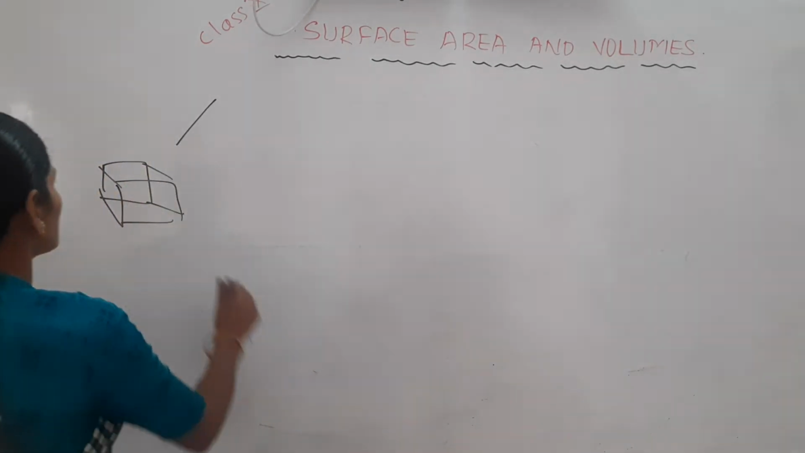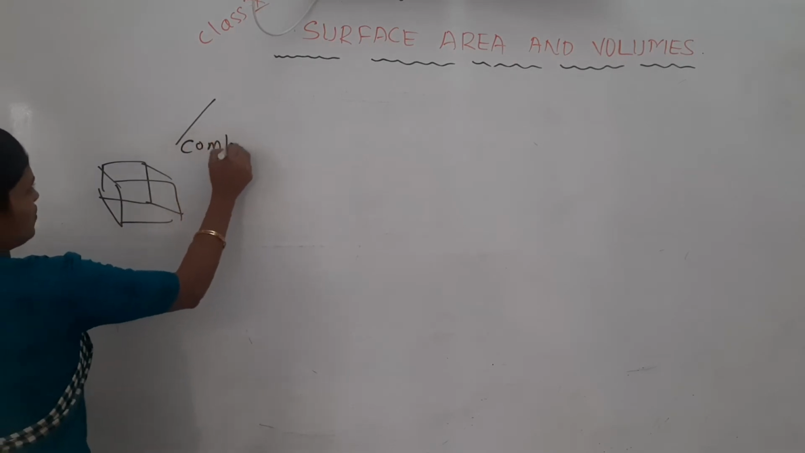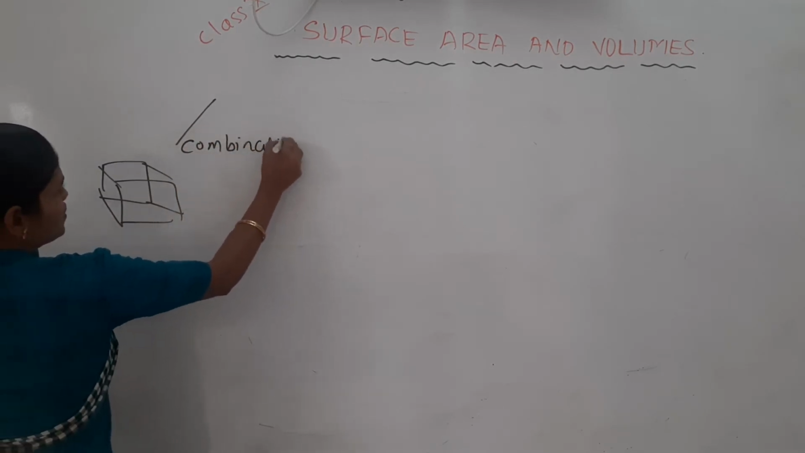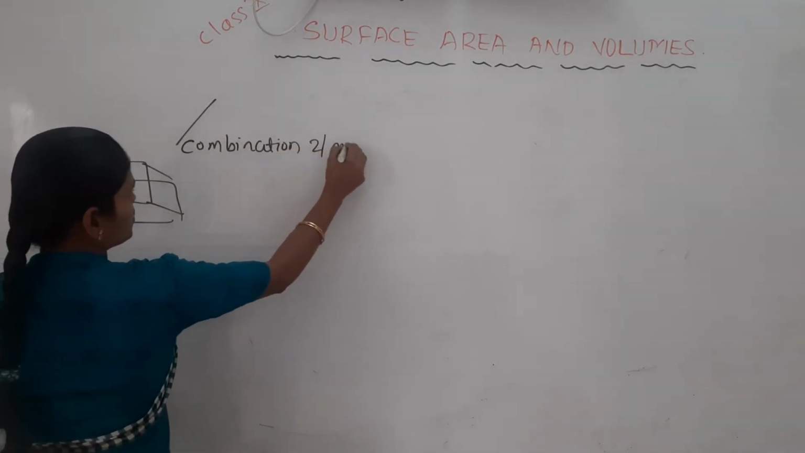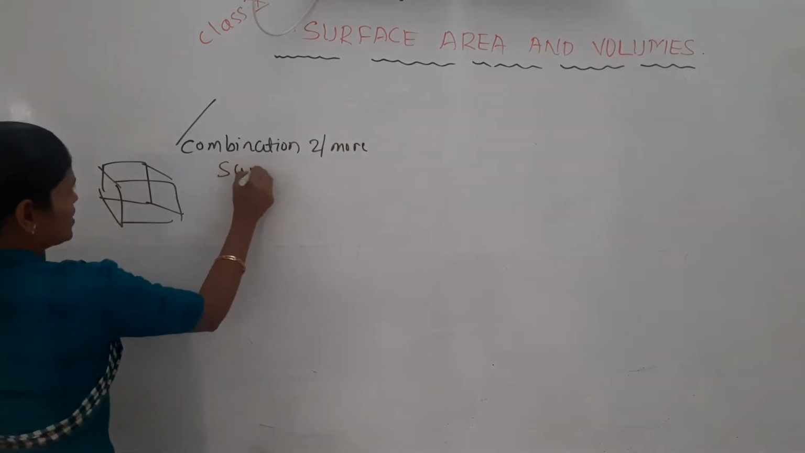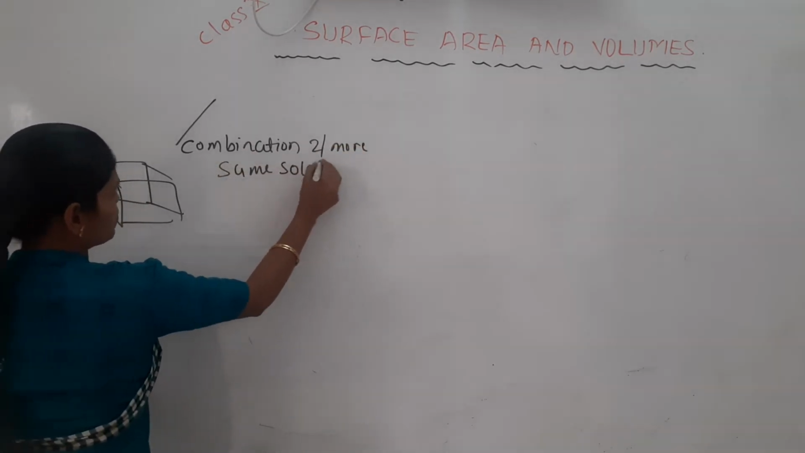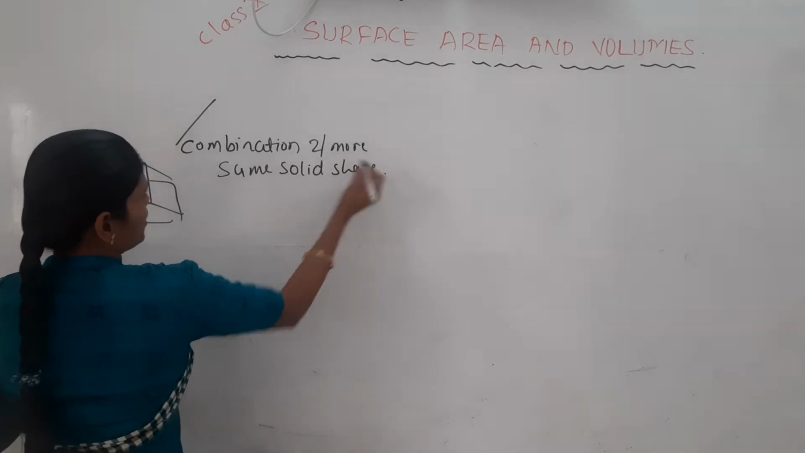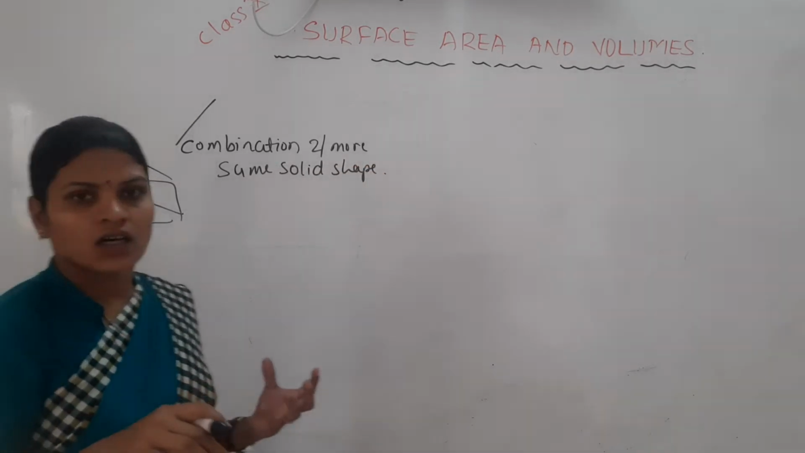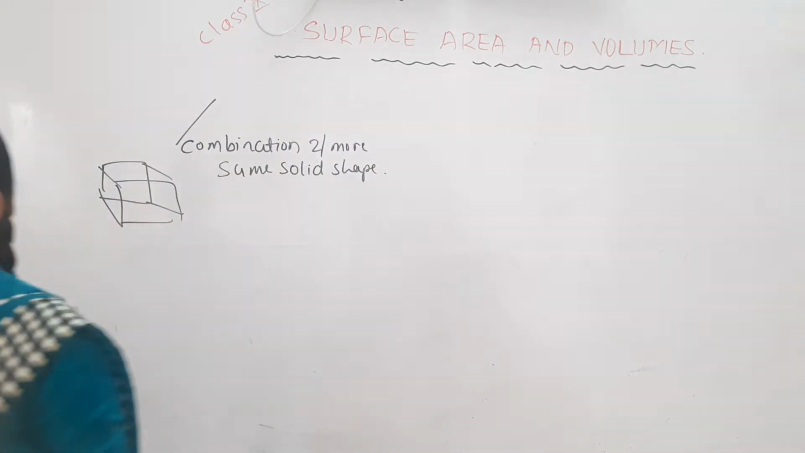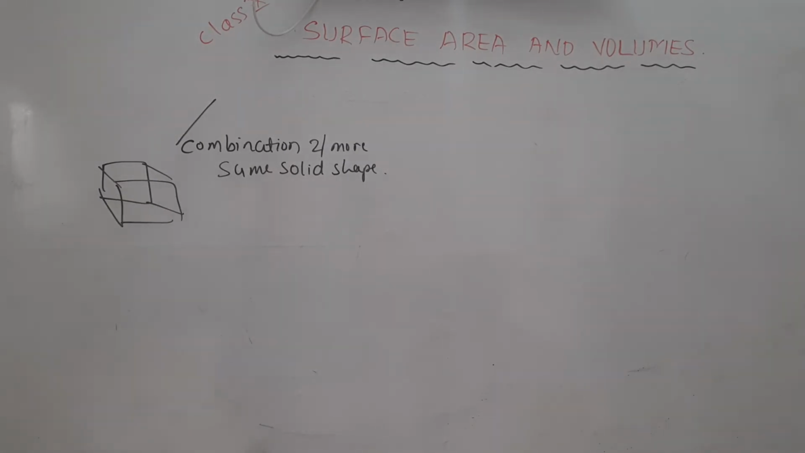Means combination of what? Two or more same solid shapes. And next one, with the different solid shapes, means one cube and one hemisphere. If you compare, how to find the surface area?